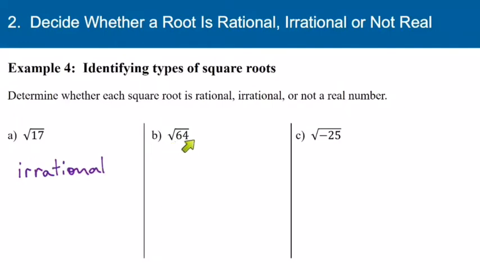For square root of 64, there is a rational number I can multiply times itself and get 64. 8 times 8 is 64. So this square root would be rational.